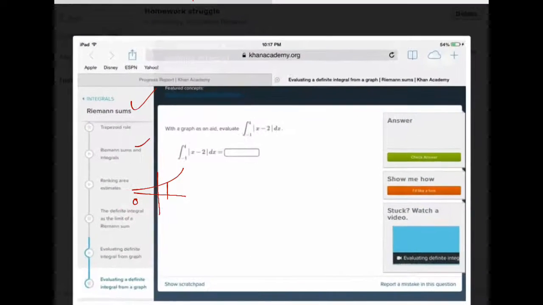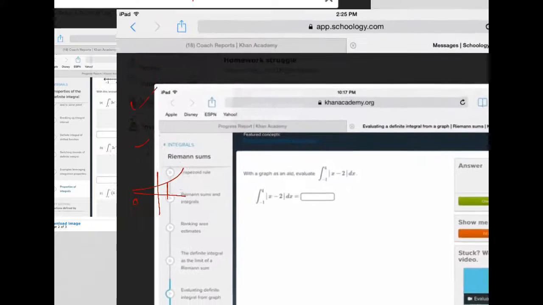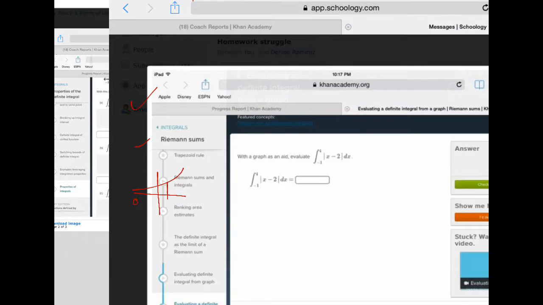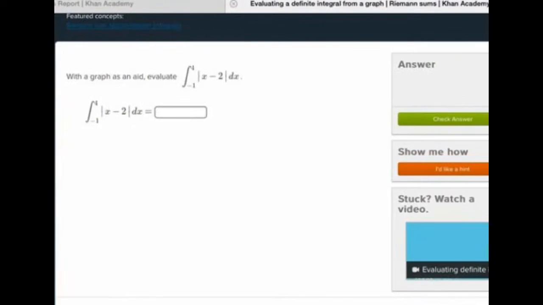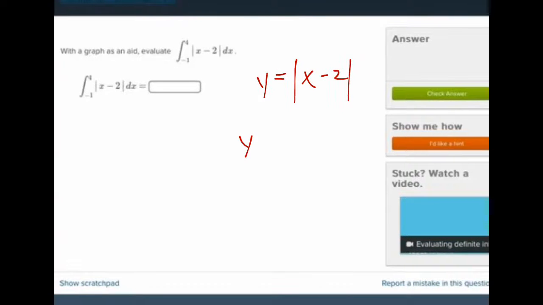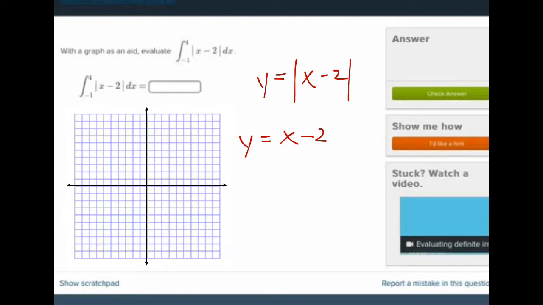All right. Let's take a look at that one. Evaluate, use the graph as an aid. So I'm just going to graph y equals the absolute value of x minus 2. The first thing I do is graph y equals x minus 2. The more accurately I can graph it, the better, so I'm going to get graph paper.